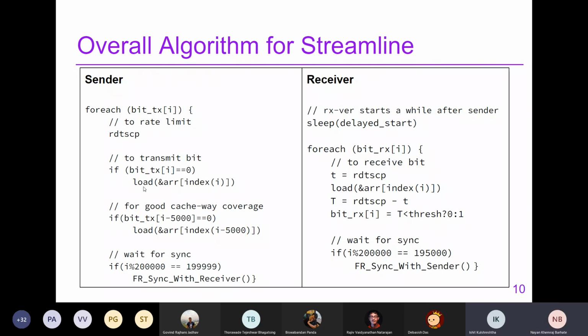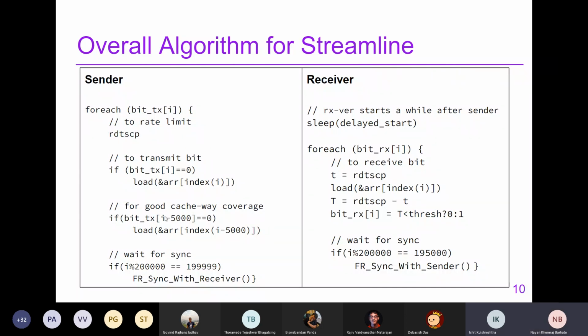And if the bit is 0, it's loaded again. The one reason why RDTSCP is included here is because if there are lots of zeros, we'll get load after load, and it could happen that the processor will issue multiple loads in parallel, which we don't want, because we don't know how to measure load latencies if we are issuing multiple loads. So to serialize it, we add an RDTSCP instruction.